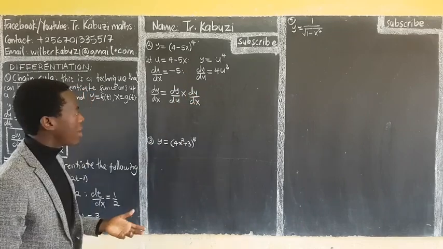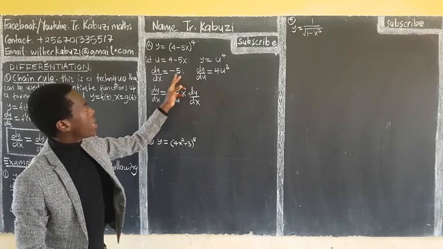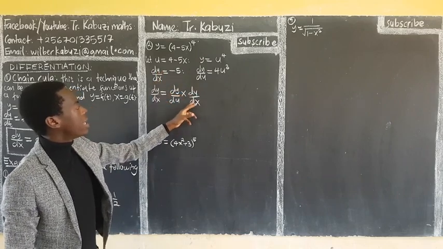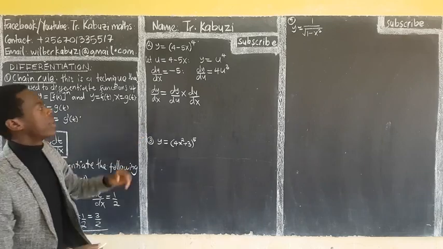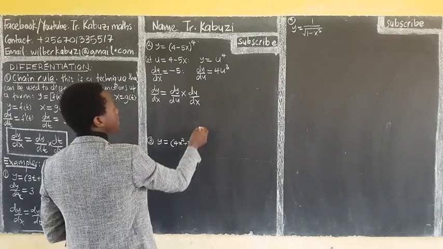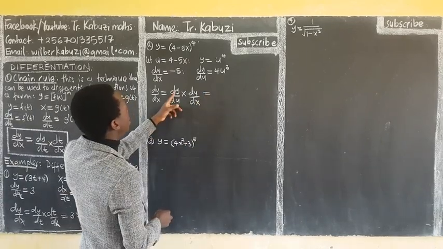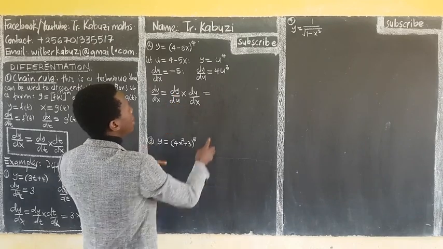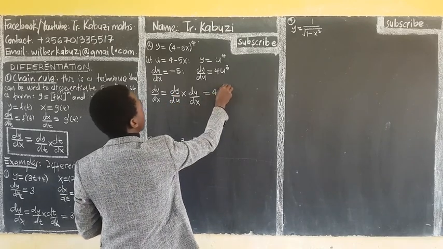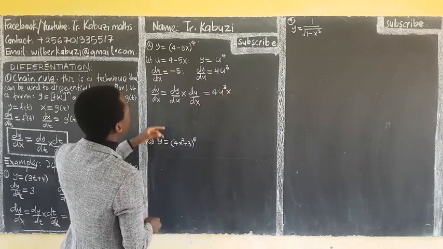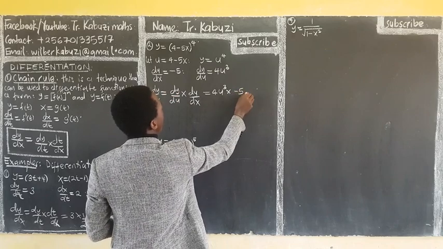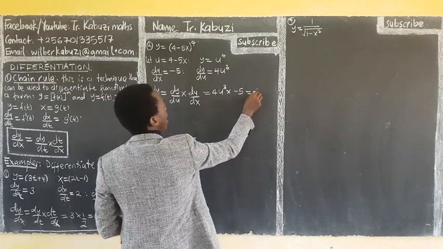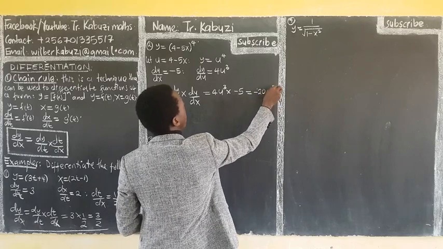Now this time I don't need to get the reciprocal. Why? Because here I already have the du/dx, which I need here. Earlier I got the reciprocal because I wanted the dt/dx since I had the dx/dt. So here I don't need to get the reciprocal. Now if you substitute there, we have dy/du as 4u cubed, then times du/dx, which is negative 5. When I multiply this times this, I get negative 20u to the power 3.